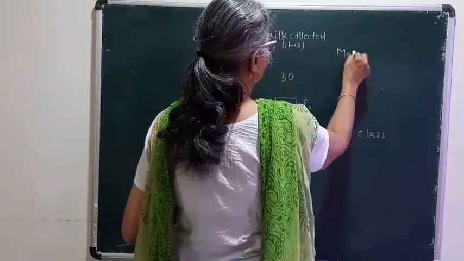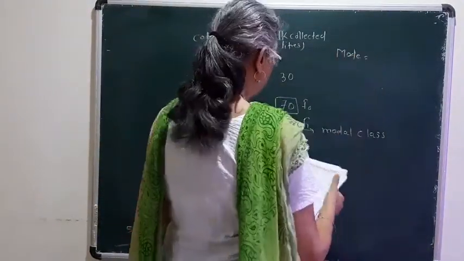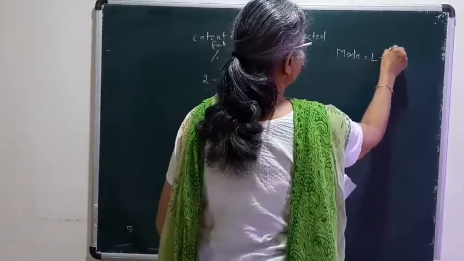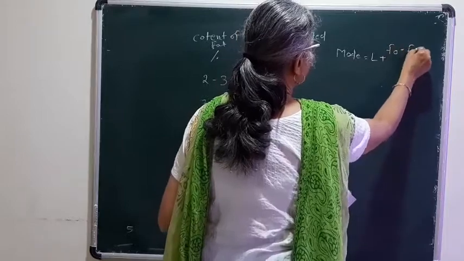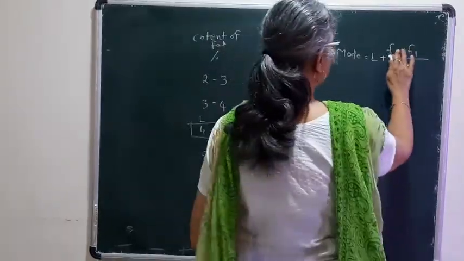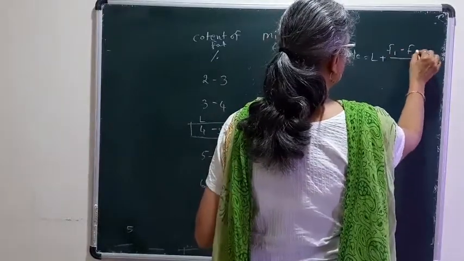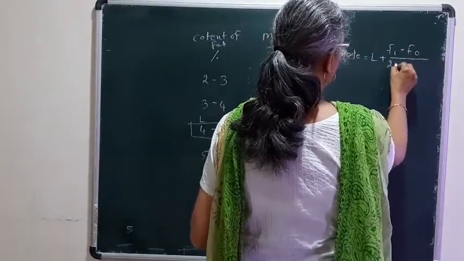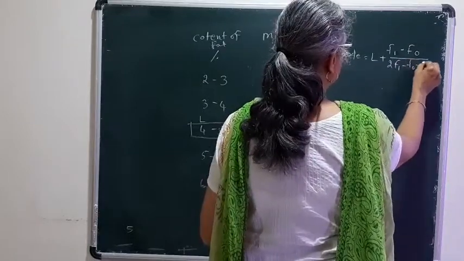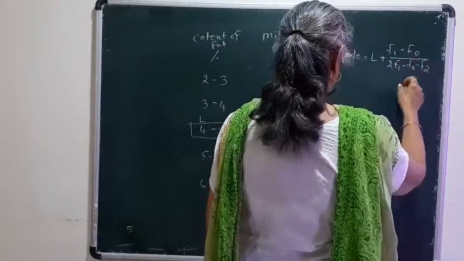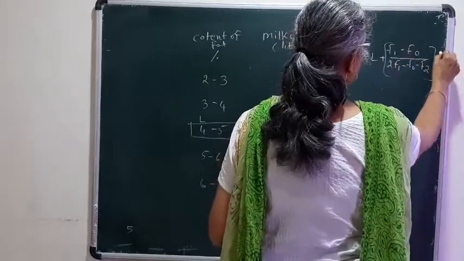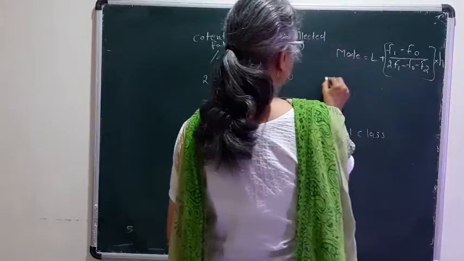So the formula for mode is equal to L plus, in brackets, F1 minus F0 upon 2 F1 minus F0 minus F2, complete the bracket into H. Again, H is the height of the class, that is width of the class.